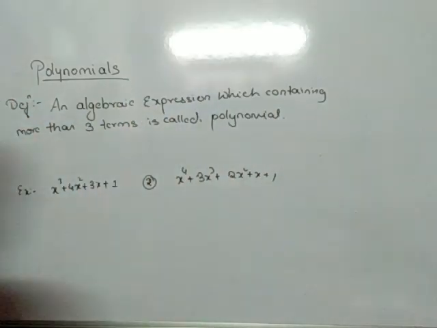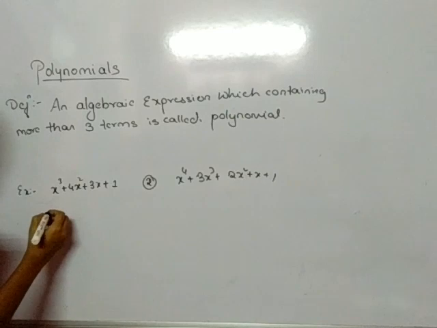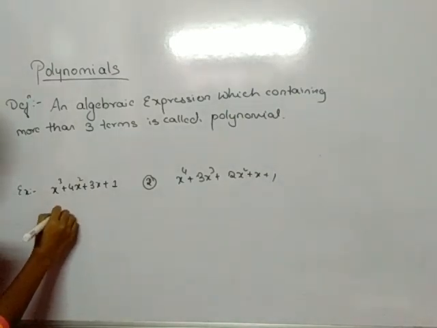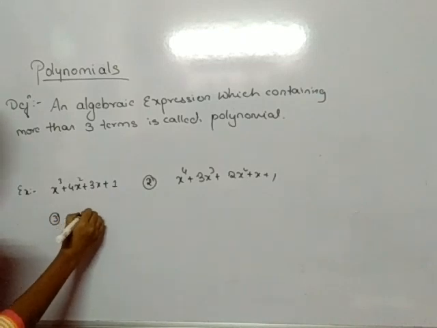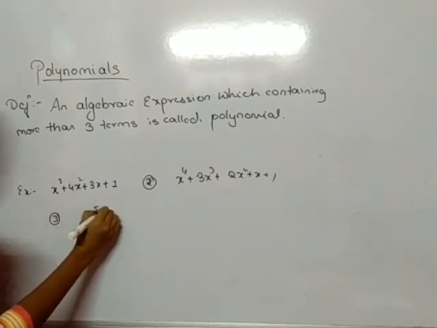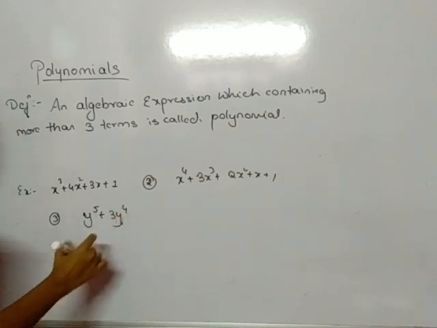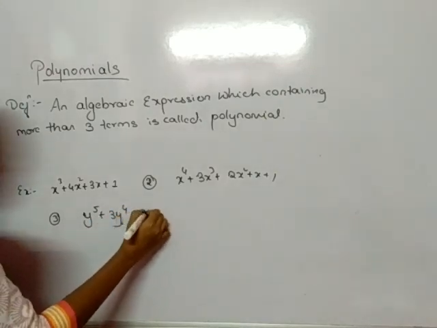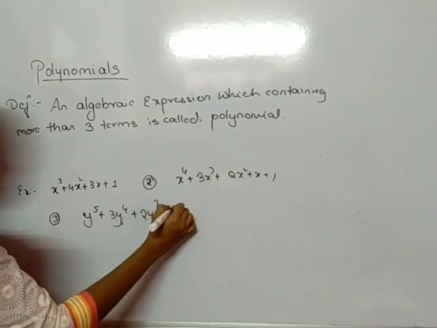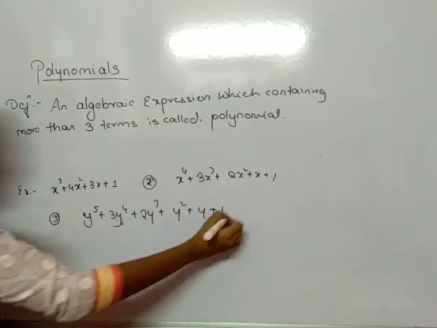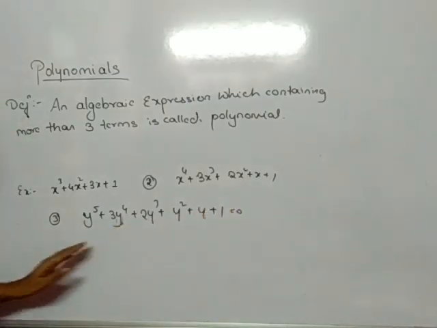So then you can write an example for a polynomial which contains 6 terms also. That is the third example I am going to give: y raised to 5 plus 3y raised to 4 plus 2y raised to 3 plus y squared plus y plus 1 is equal to 0. Right? This is what a polynomial is.